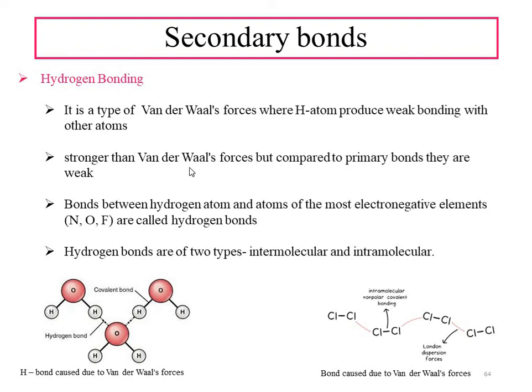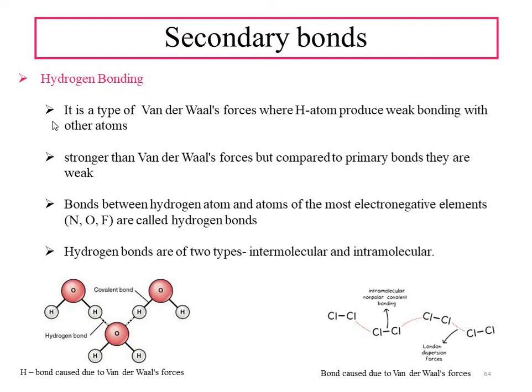Hydrogen bonds are stronger than van der Waals forces, but compared to primary bonds, they are much weaker. These hydrogen bonds are much stronger than ordinary van der Waals forces, but in comparison to the primary bonds like metallic, ionic, or covalent bonds, these hydrogen bonds are much weaker. So it is very important to study why it is named a hydrogen bond.